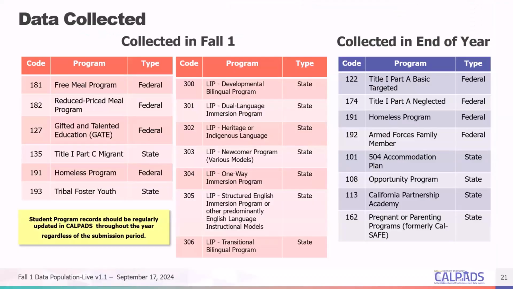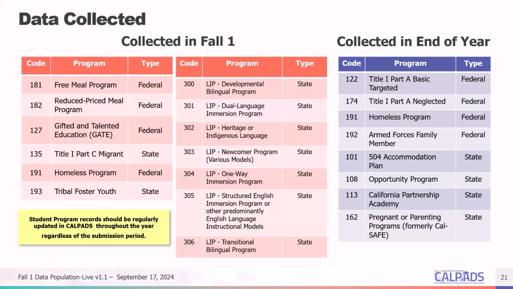This slide lists all of the program codes that are collected throughout the year. And some programs are collected in Fall 1, while others are collected in end of year. You're both able and encouraged to submit your program records on an ongoing basis throughout the year, as it's important to report and update students' eligibility or participation in CALPADS as soon as that information is available. Identifying the various program eligibility and participation allows for students to receive additional services.